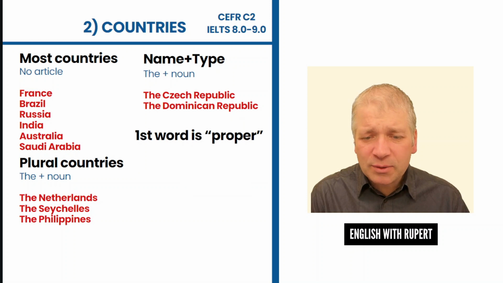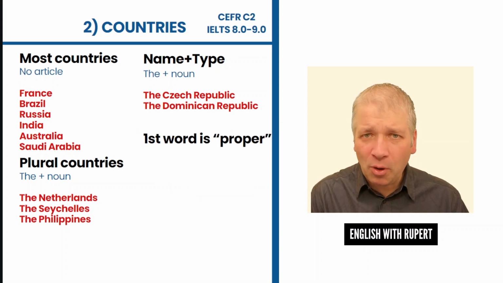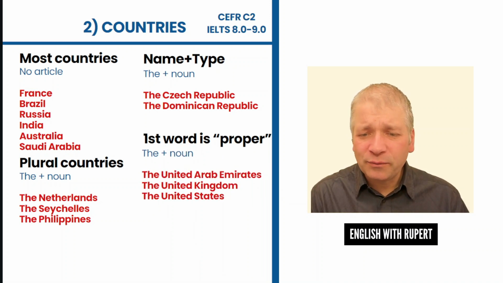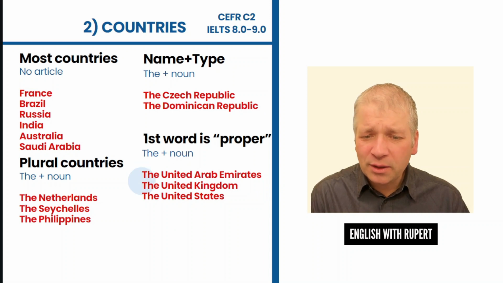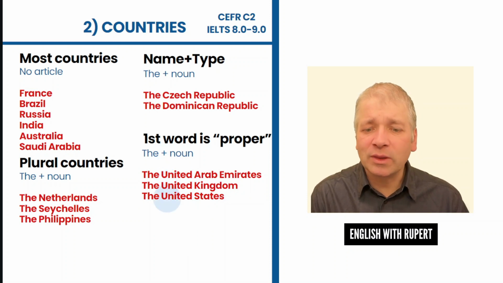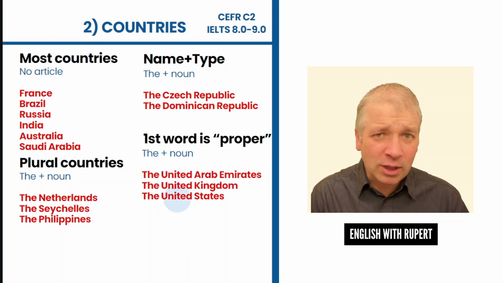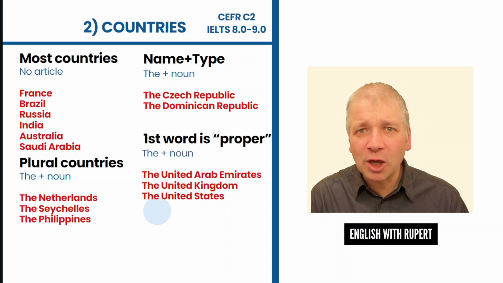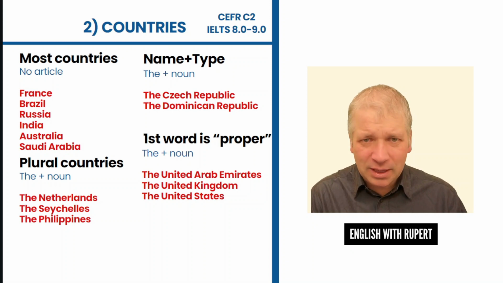And finally, sometimes the first word is a proper word, a word you'd actually find in the dictionary. Here we use the followed by the nouns. The United Arab Emirates, the United Kingdom, the United States. Because they have the word united, which is a proper word, a real word, then we use the beforehand. And there are other examples. The Democratic Republic of Congo. So with countries, usually no article, but some exceptions.